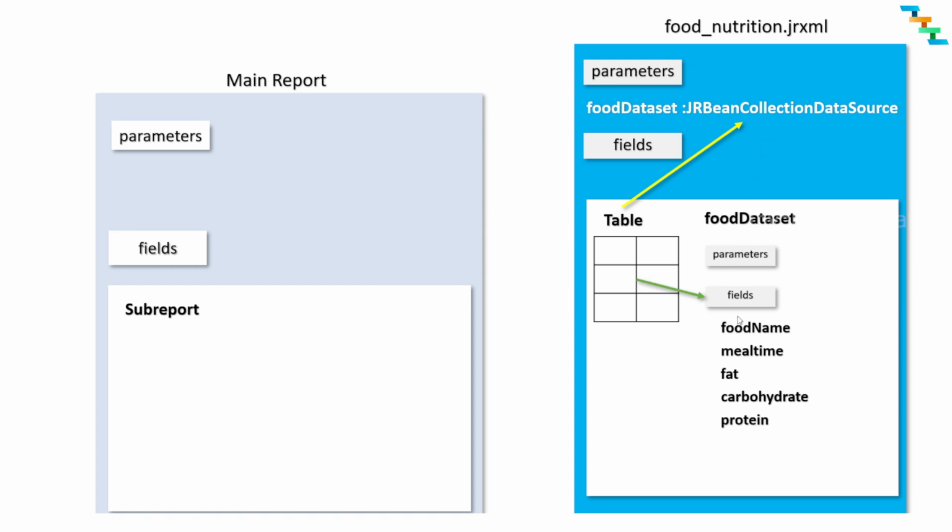We didn't create any parameters. We have created a couple of other variables also and we have filled in this table. Now we need to get this table data from the parameter. So we need to create a parameter named food dataset of type JRBeanCollectionDataSource. And then we need to get the data from the food dataset parameter. So we will create that now.